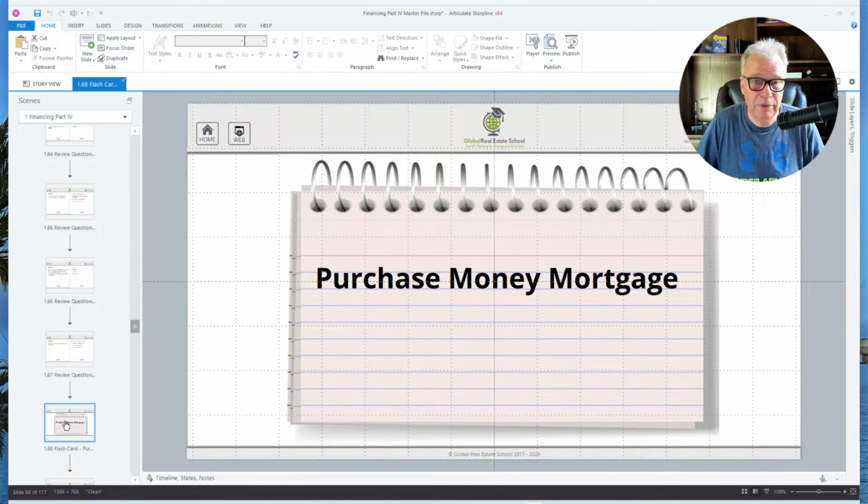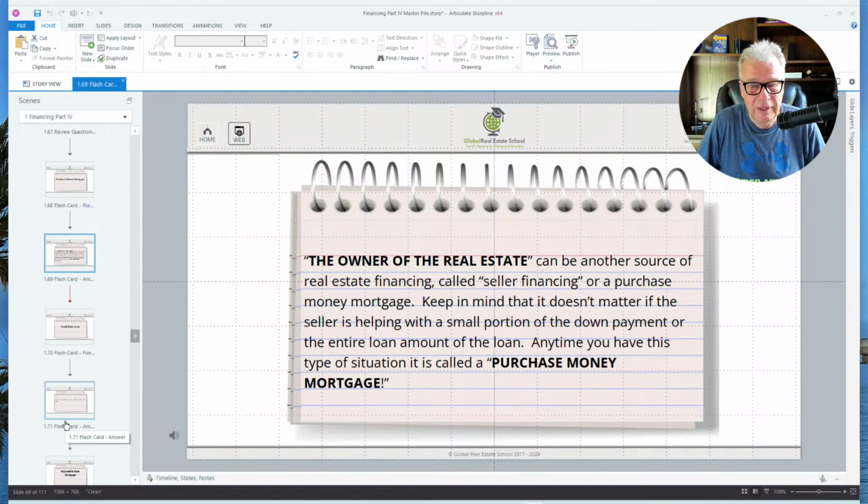I thought it would be better to go through more of an extended session on financing terms. So I'm going to look at purchase money mortgage. We're going to look at all of the financing terms that I have as part of the flashcards in the course. So let's go down to purchase money mortgage.